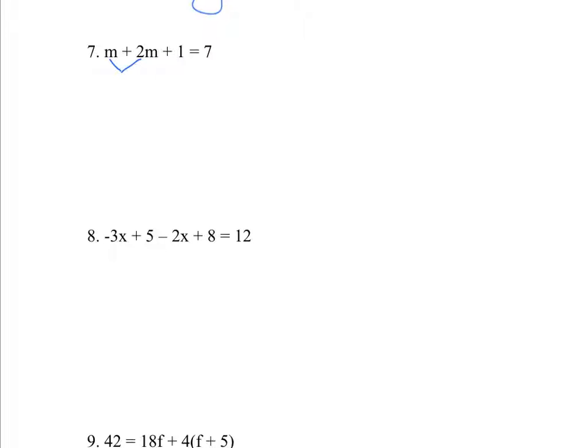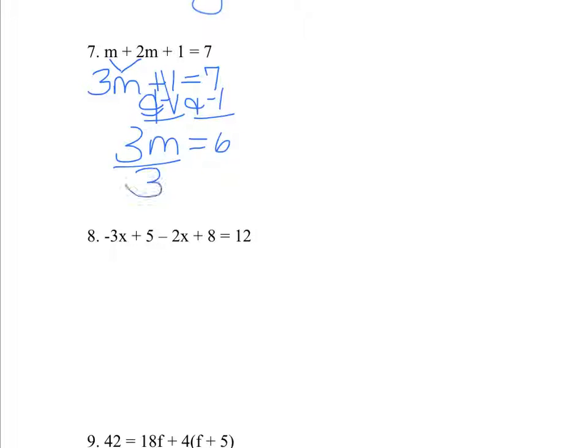Like terms must be on the same side of the equation, but you can just go ahead and add them together. So 3m plus 1 equals 7. I'm going to add negative 1 to each side. 3m equals 6. Divide by 3, divide by 3, I get m equaling 2.